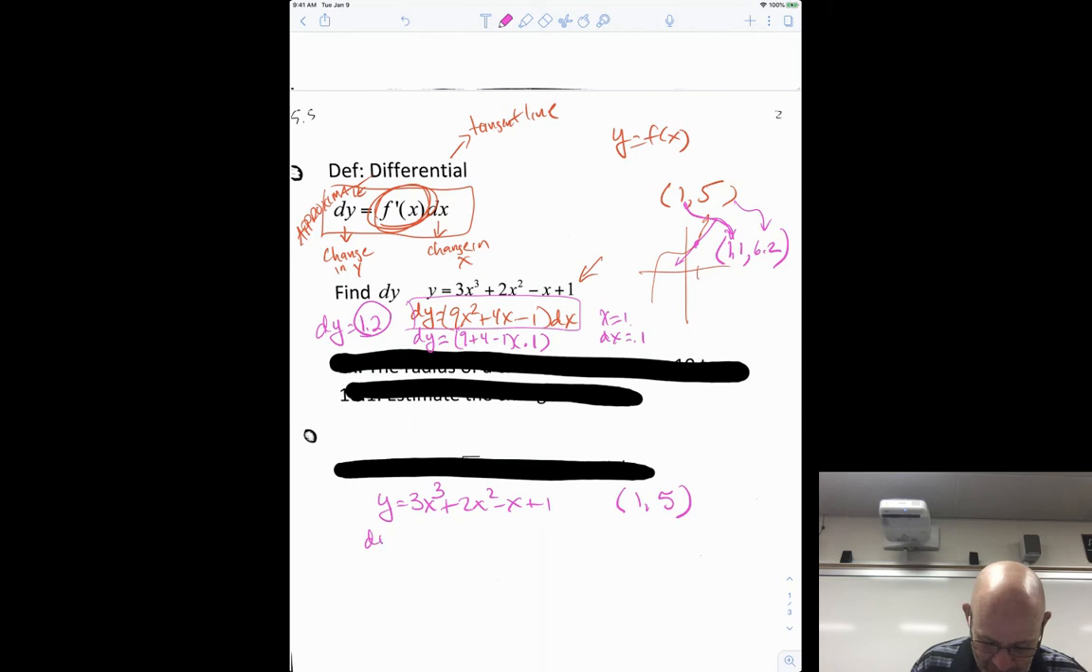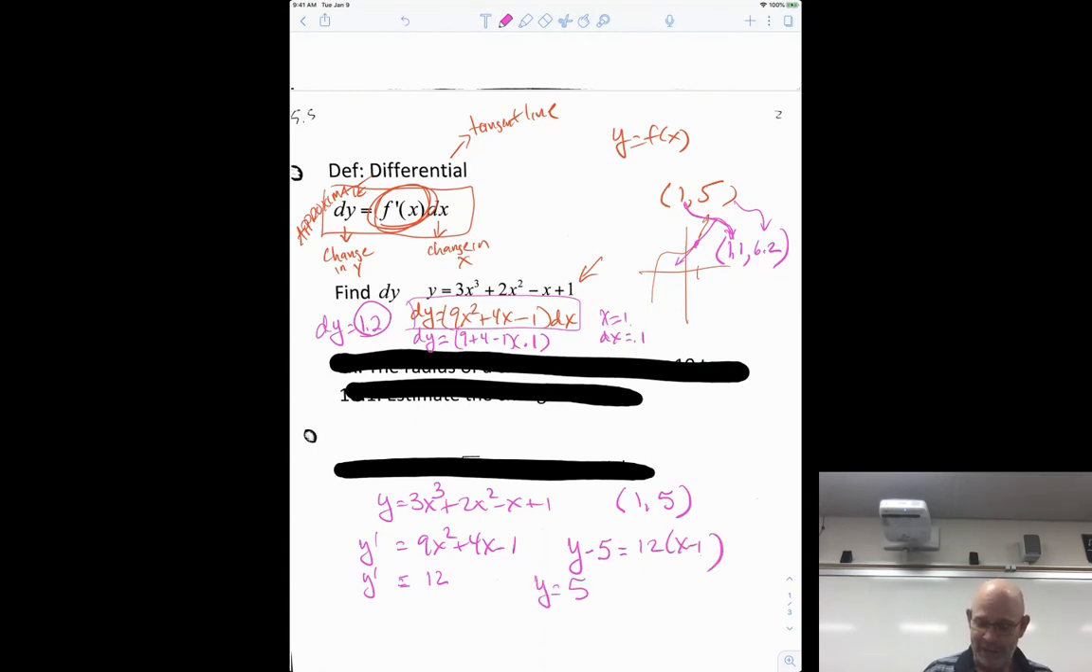So I go y prime equals 9x squared plus 4x minus 1. Plug 1 into that. Sorry, this should just be y prime, let me not use that same terminology because I'm not doing the differential. So y prime equals 9 plus 4 minus 1, which is 12. So my slope is 12. My equation is y minus 5 equals 12 times x minus 1, or y equals 5 plus 12 times x minus 1.